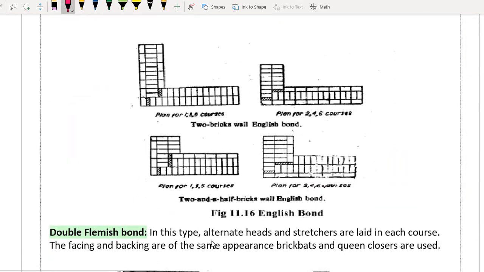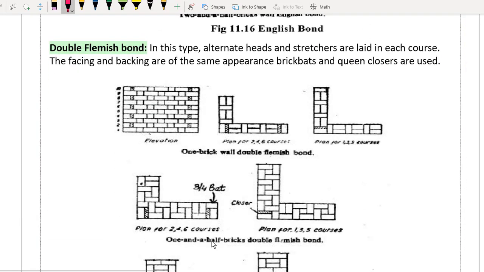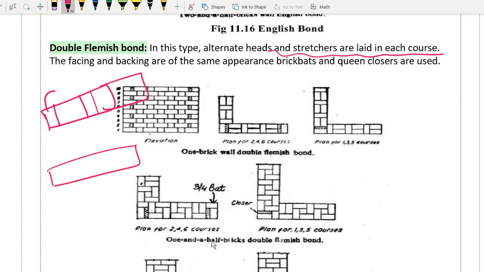So next is Flemish bond. Actually in Flemish bond what we are doing, we are keeping it same, but instead of it here I will be having alternate headers and stretchers laid in each course. Okay, so in each course में ही मैं कर रहा हूँ. First I will be using one header and then I will be using one stretcher. Header and one stretcher.